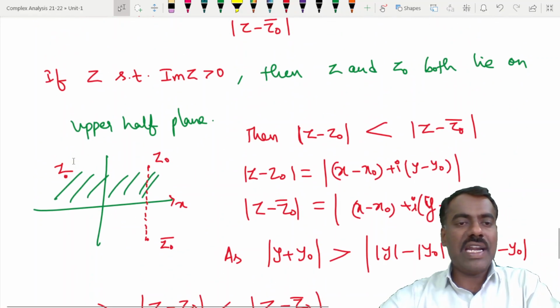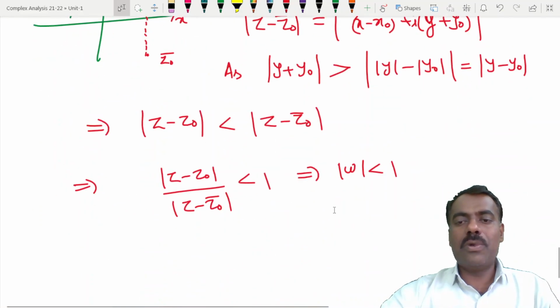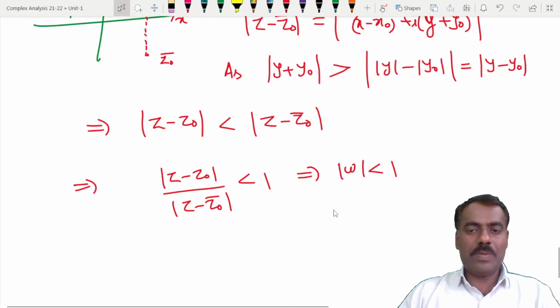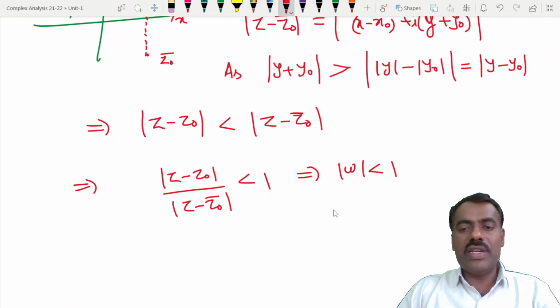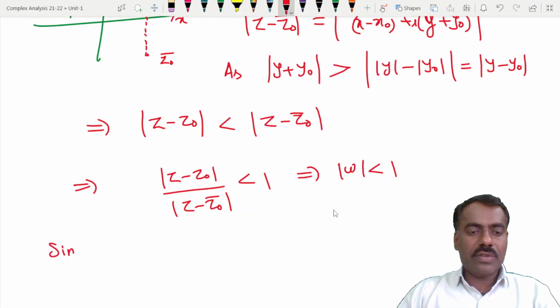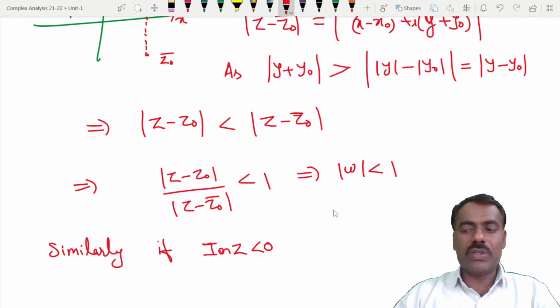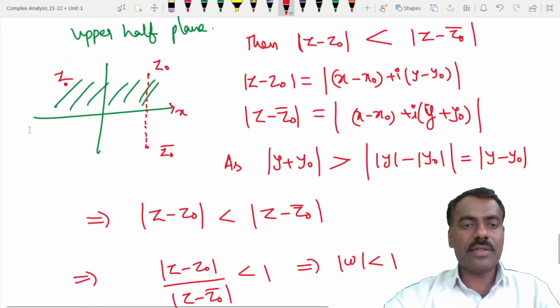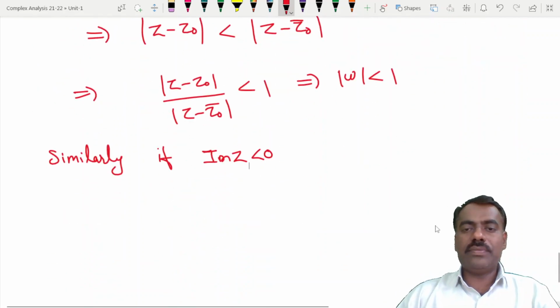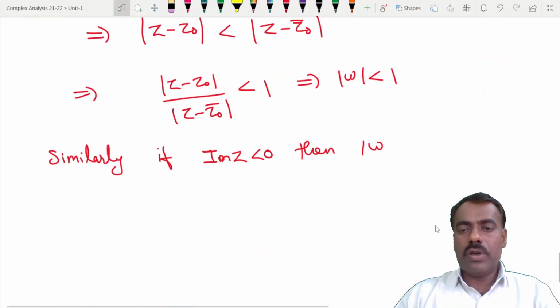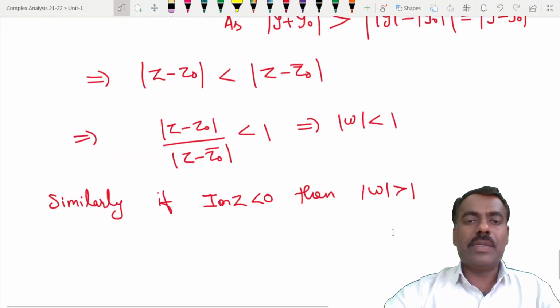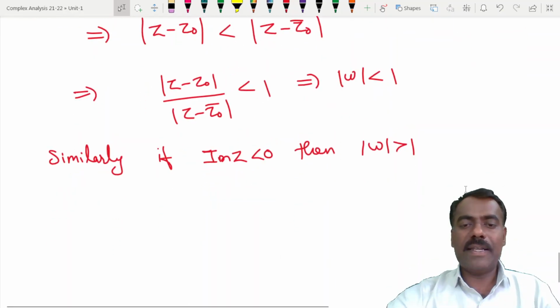So if z lies in the upper half plane, then |w| is less than 1. That means it is mapped to the inside of the unit disk. Similarly, one can easily check with the same logic that if the imaginary part of z is less than 0, that means z lies here, then |w| is greater than 1. That means this value now will be bigger than that, right?